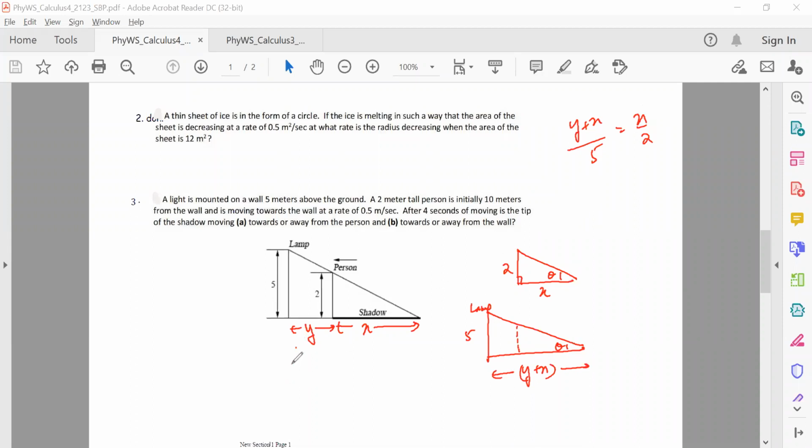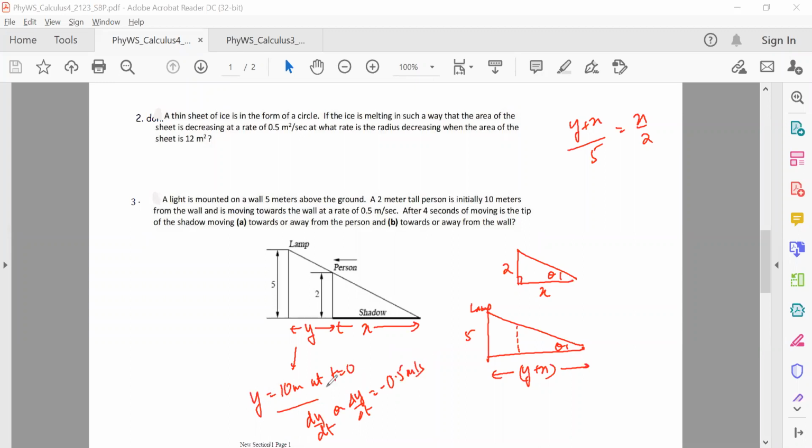Now what is happening? Y is initially, how much is it now? It's 10 meters, right? At t equal to 0. But y is decreasing because the person is moving. So you can see that dy by dt, or you can even write it as delta y by delta t, assuming he's moving at a constant rate, so dy by dt is minus 0.5 meters per second.